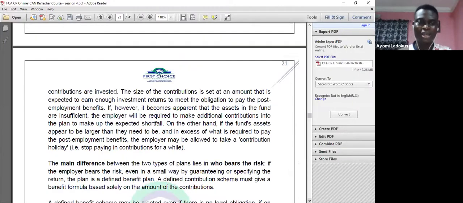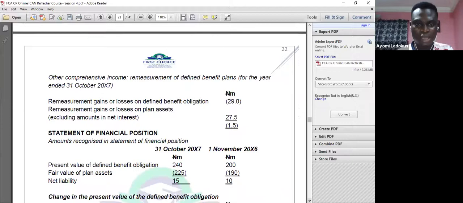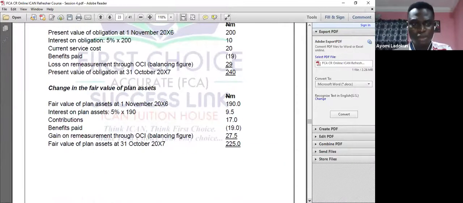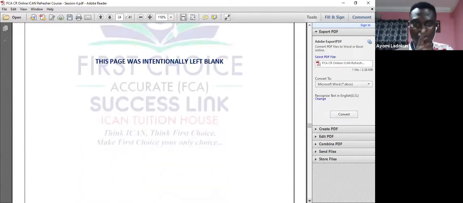So that is the end of IAS 19. This is the way you do the benefit paid. They said they are withdrawn, so you just put it in brackets. That's it. Okay. Thank you. So that's it. All right.